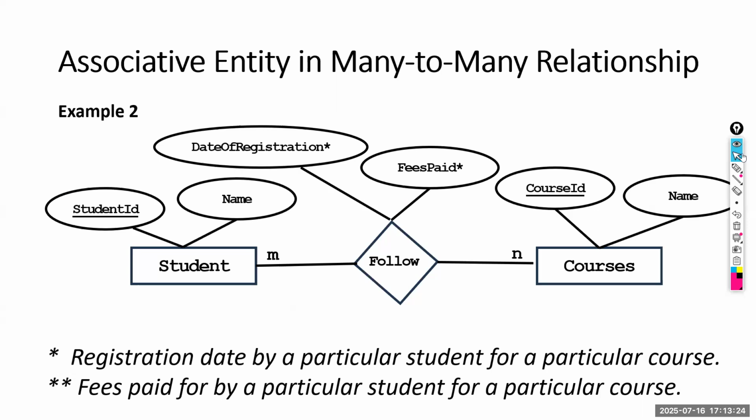Okay. So here you need to identify, yes, it's an associative entity. Yes, it's a weak entity. Yes, it's a derived attribute. Yes, that is the identifier. Okay.